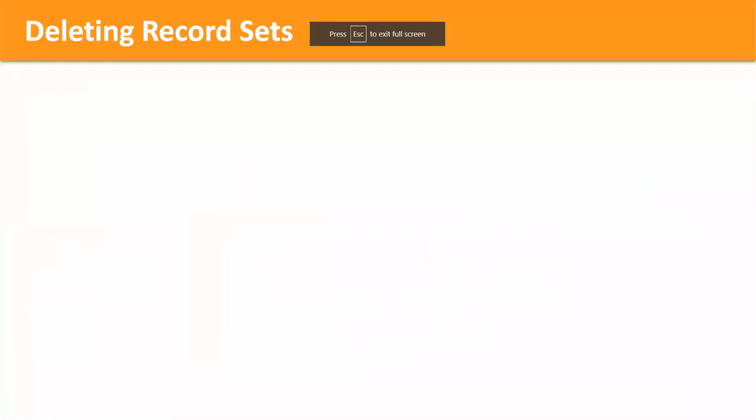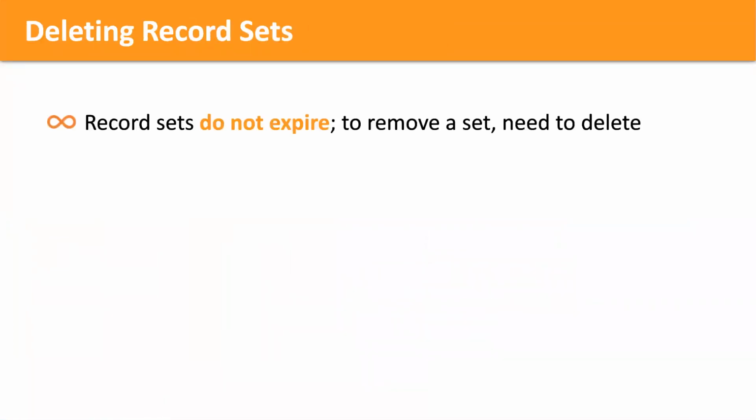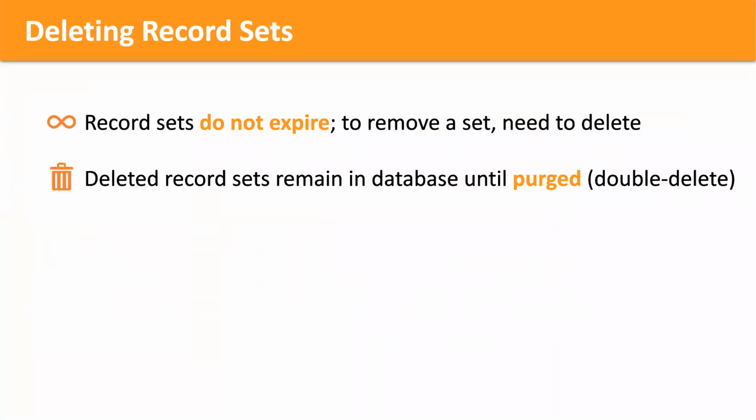In terms of deleting sets, record sets are never automatically removed from the database. They don't expire. They need to be manually deleted in order to be removed. Now, deleted record sets will remain in the background until that set is purged, or in other words, until the deletion is finalized. So it's like a double deletion process, if you will.